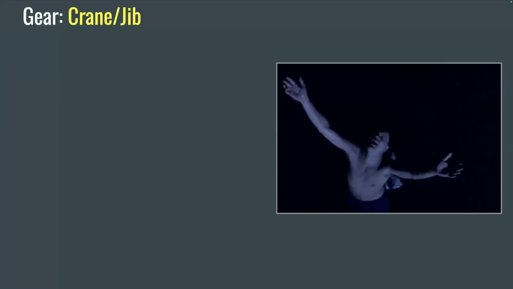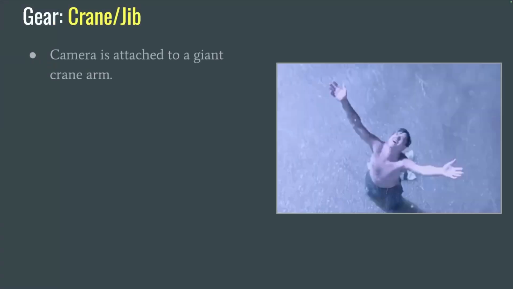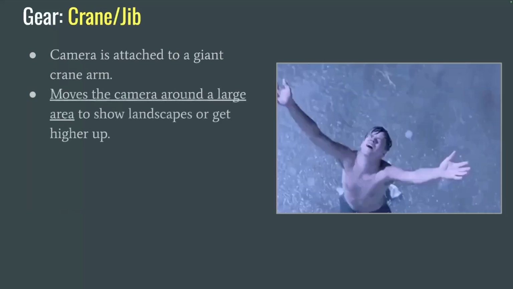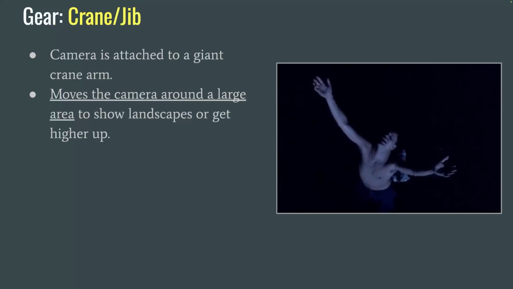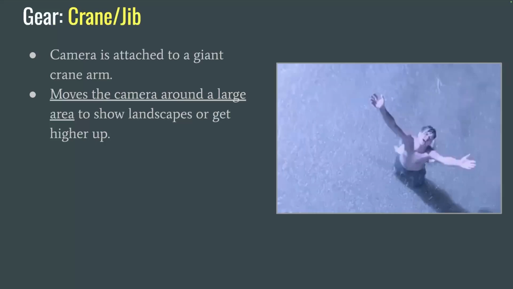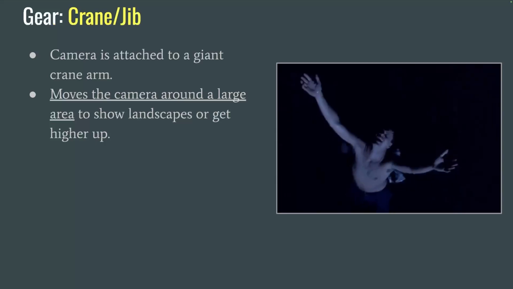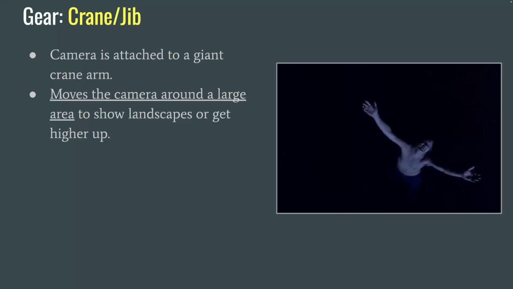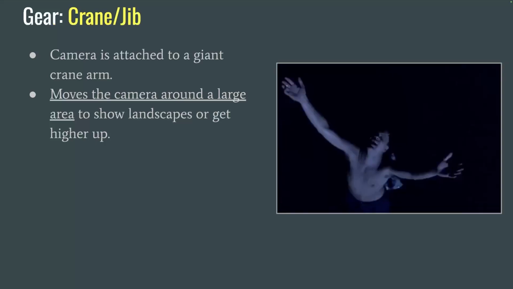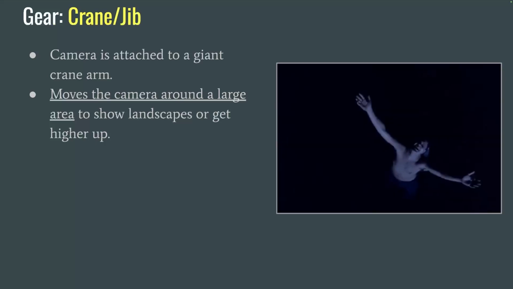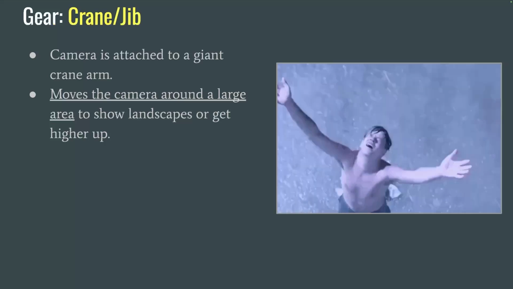Next one is a crane and a jib. This one is where the camera is attached to a giant crane arm that allows the camera to move around a large area. So this is good for big sweeping landscape shots, or if you're trying to get far away, go into an extreme high angle or overhead. The camera is attached to a giant crane for this one. So there's no specific movement or direction that you're going. It's just the gear that we use for it. We do not have a crane, so we will not be doing this kind of shot. However, I do want you to be aware of it because we will talk about it again later.